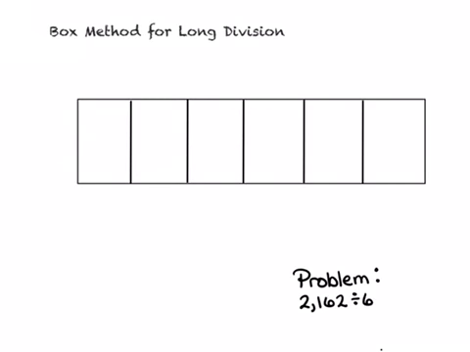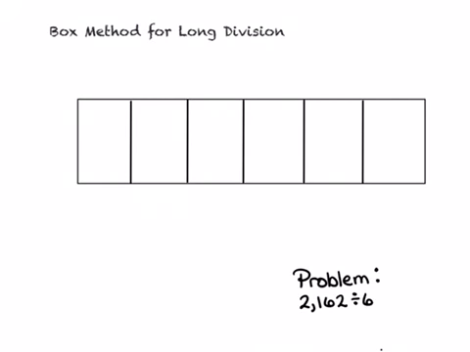This method for division I call the box method, and it's basically exactly like the standard algorithm for long division, except instead of going vertically, the students work the problem horizontally. So I'm going to demonstrate with the problem below, 2,162 divided by 6, first with a one-digit divisor.